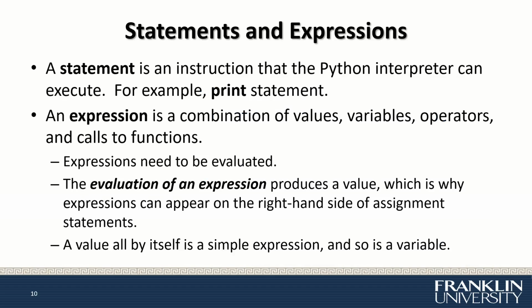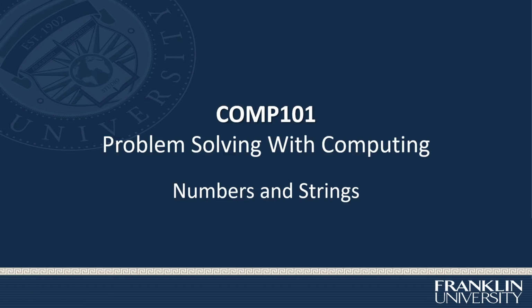A statement in Python, as in many programming languages, really means an instruction that the Python interpreter can execute. For example, the print statement. An expression is a combination of values, variables, operators, and calls to functions. For example, 2 plus 3 is an expression. That expression can be evaluated into 5, and then the print statement will print out 5.